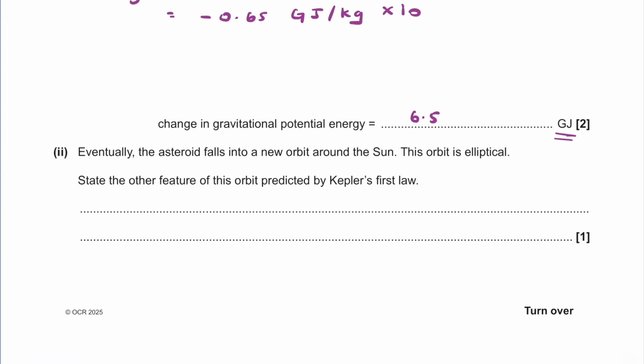Next, the asteroid falls into a new orbit around the Sun, and this orbit is elliptical. State the other feature of this orbit predicted by Kepler's first law. According to Kepler's first law, the Sun is at one of the foci of the elliptical orbit.